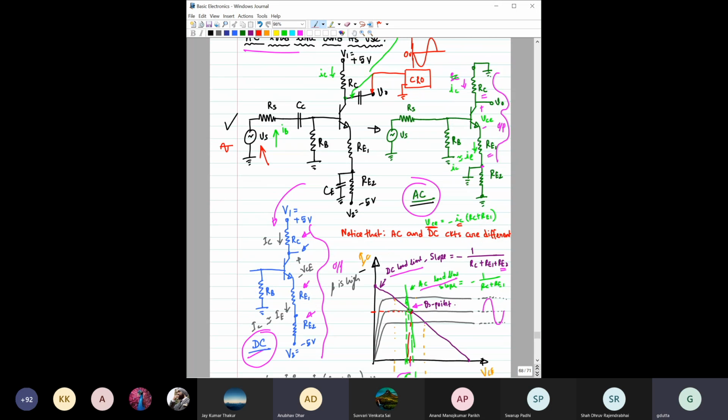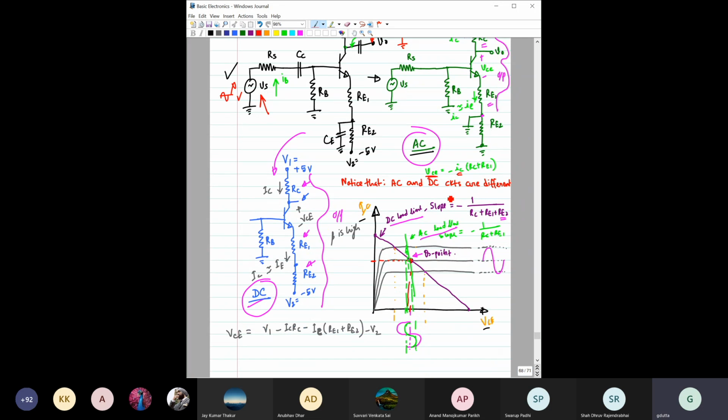Are you getting my point? So yes, if you remove this signal, then the Q point is here, meaning IC and VC are here. Then if you now apply this signal, it will make a change across this point, right? So for the small signal, this is the origin, not this one. This is for the DC signal.